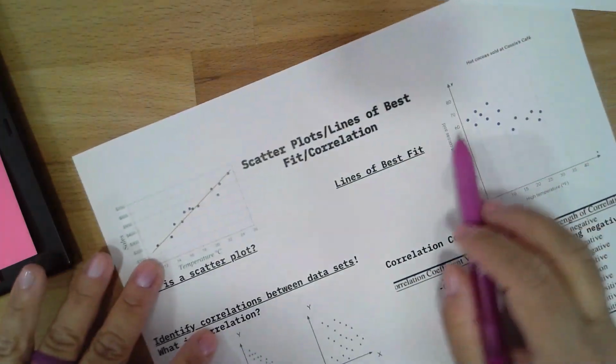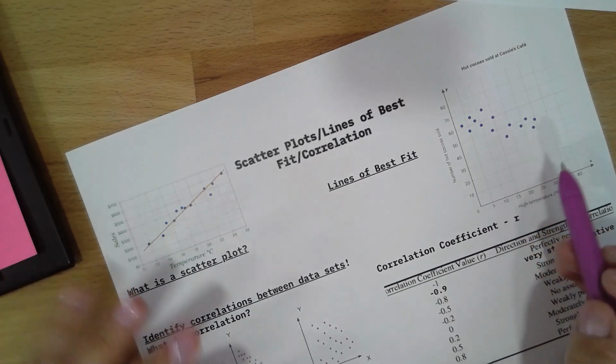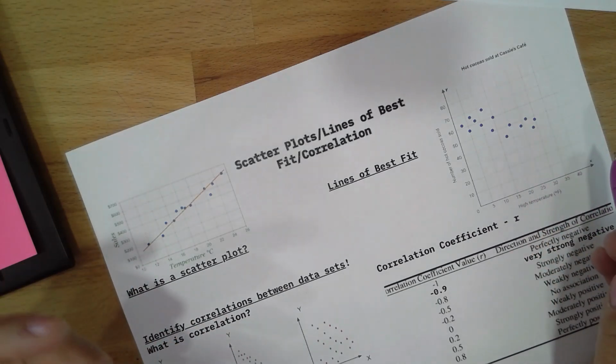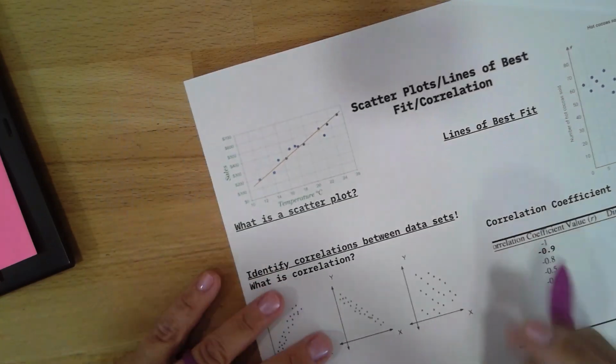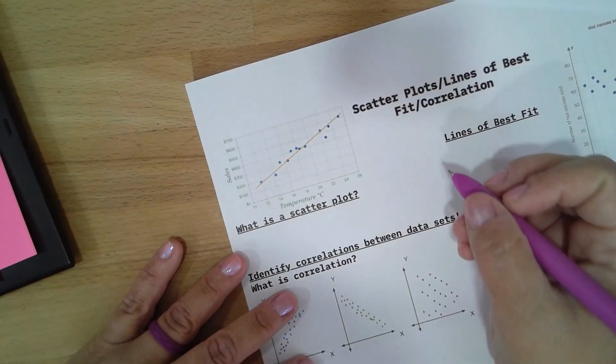Alright, so you guys probably have worked with scatter plots before. So this is an example of a scatter plot, right? It's just a bunch of points plotted on a coordinate plane. We're going to talk about the trends. They're not going to be perfectly linear.